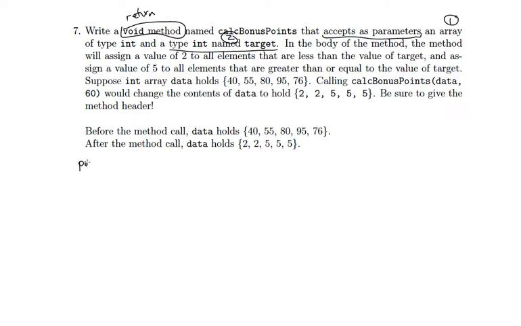Public static void calc bonus points. Here we go. Here's my array of type int. It doesn't say what I should call it, so I'm just going to pick R. And the second one is an int named target. That one actually does have a name. Okay, so that is my header.